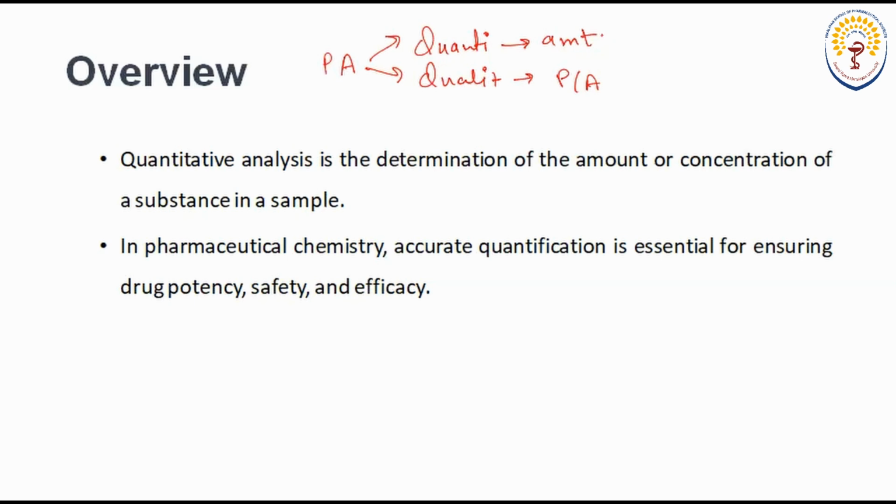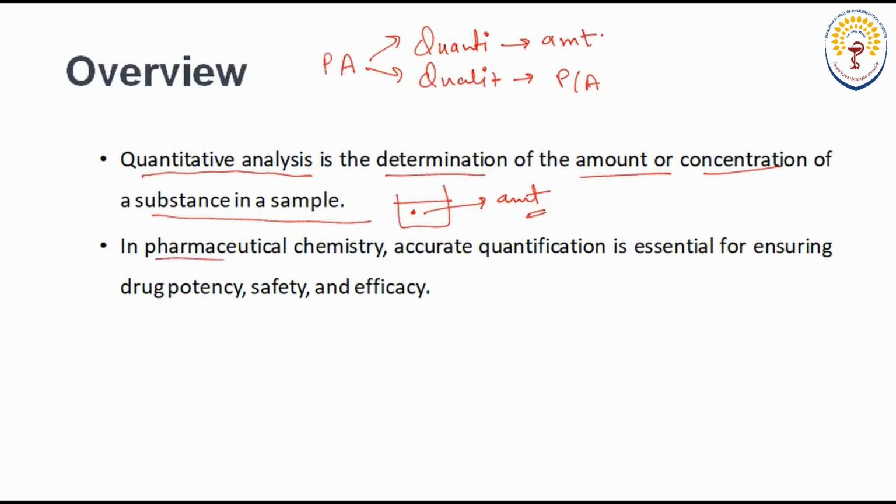Now let us see the overview. Quantitative analysis is the determination of the amount or concentration of a substance in the sample. That means you know that the substance is present in the sample, you know it very well, but you are interested in knowing the amount of that substance in the sample. So you will perform quantitative analysis.